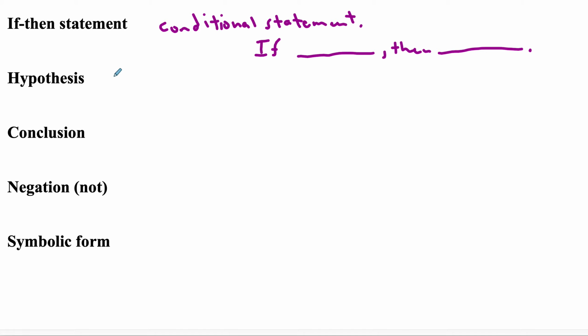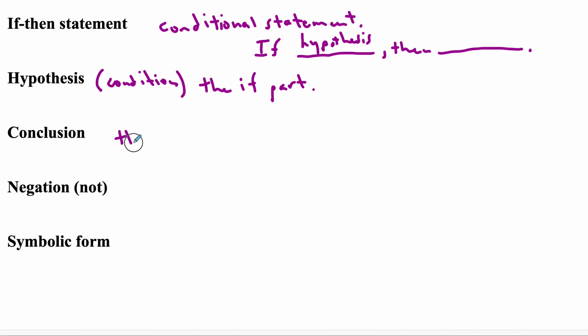Now, the hypothesis, aka the condition in an if-then statement, is the if part of the statement. So we could say if hypothesis, then conclusion, where the conclusion is the then part of the if-then statement. No problem. So that would mean if hypothesis, then conclusion.